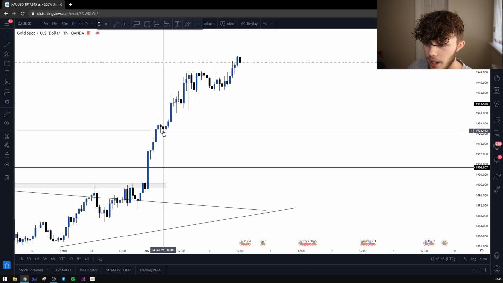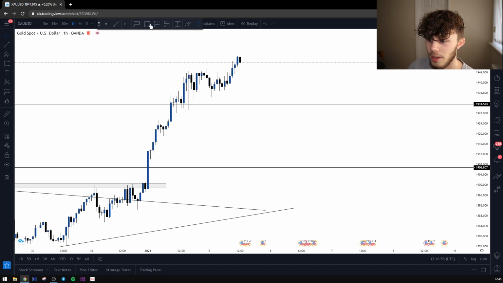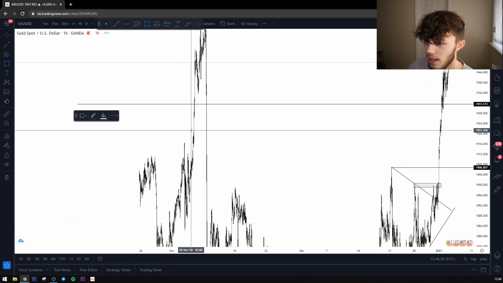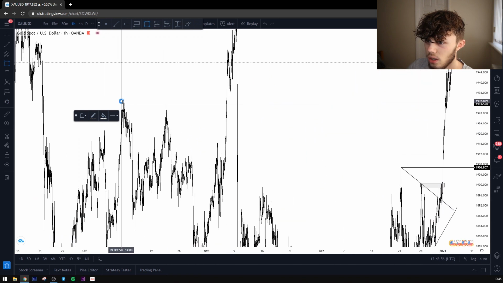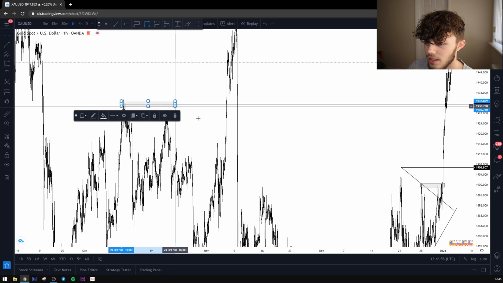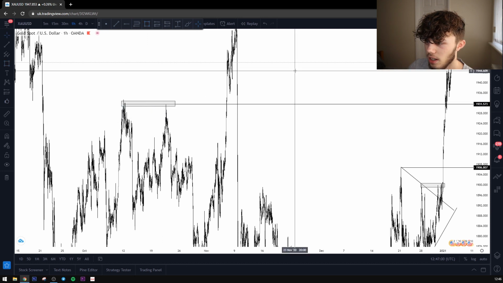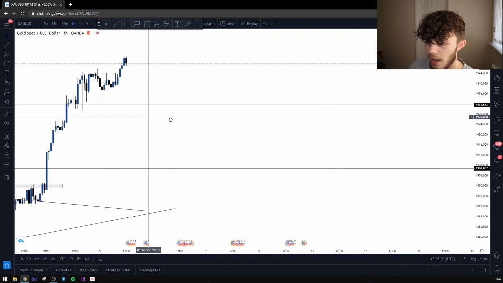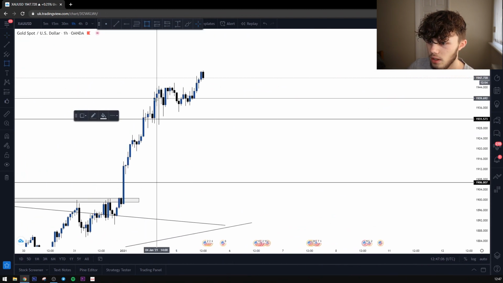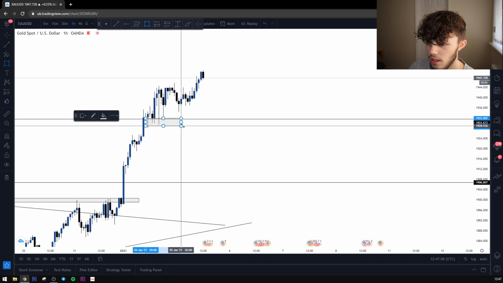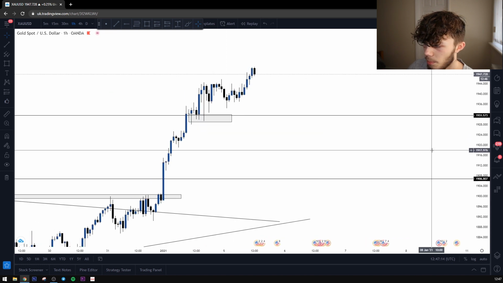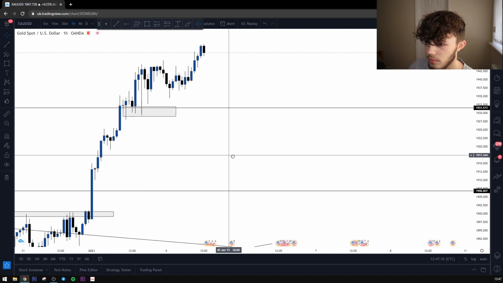So obviously we had a pullback here, push up, and this is where we were getting interested. We previously, as you saw, had this area here drawn out as an area of resistance, and obviously it lines up with the area the price was pulling back to here. So if we draw out a support here around the 1930, 1931 area, this is where we're looking for positions to actually enter.